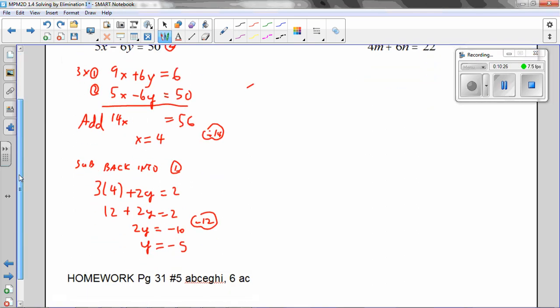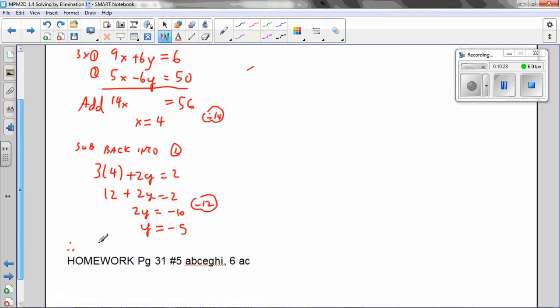Therefore, homework already? Not yet. We got one more to do. The solution is x equals 4, y equals negative 5. Or remember, if you prefer just writing the point, we usually put them in alphabetical order, x and y, like that. That's the solution.